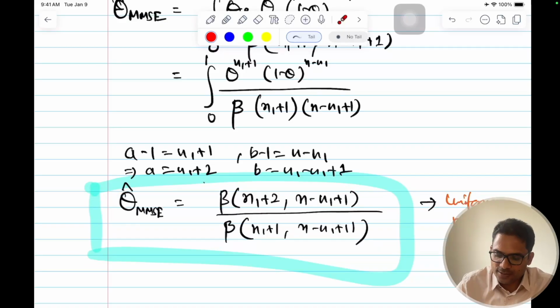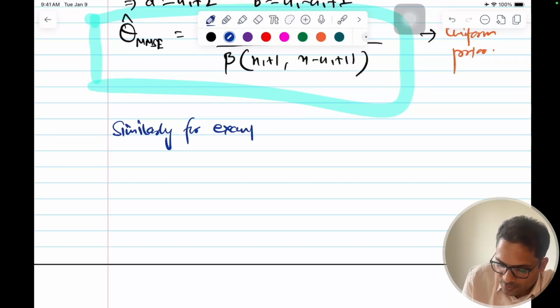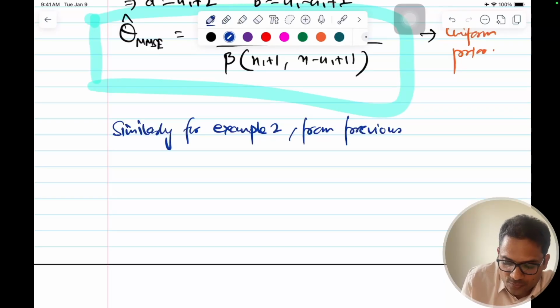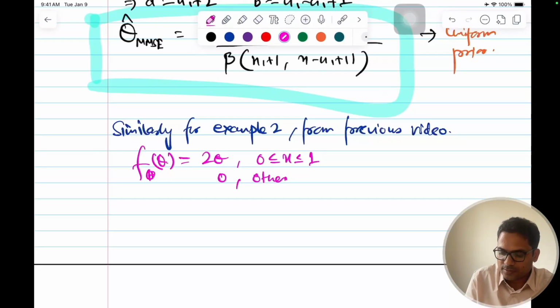Okay, and let's do it similarly for example 2 also. Similarly for example 2 from the previous video, where theta was biased towards 1. Here I'll take the same example. So my f of theta is equal to 2 theta for 0 less than theta less than 1, and 0 otherwise. This is my prior.